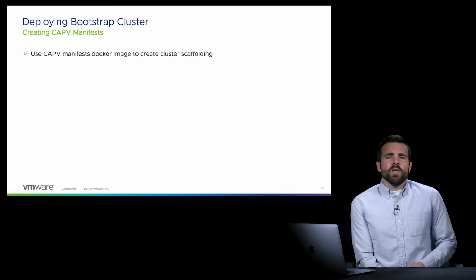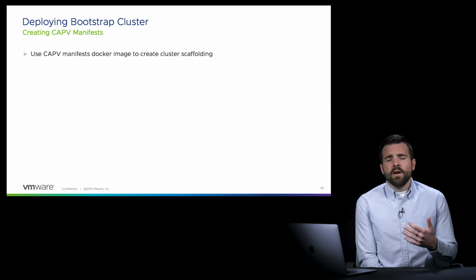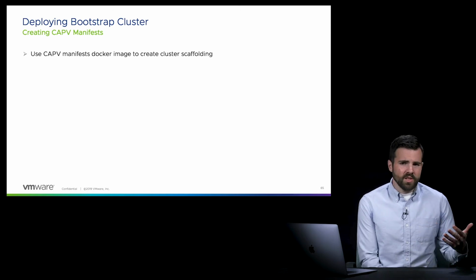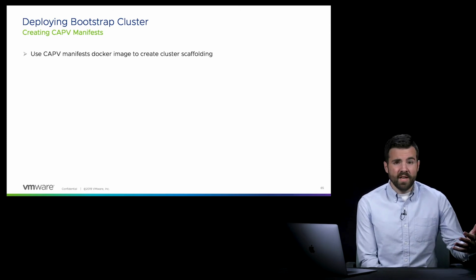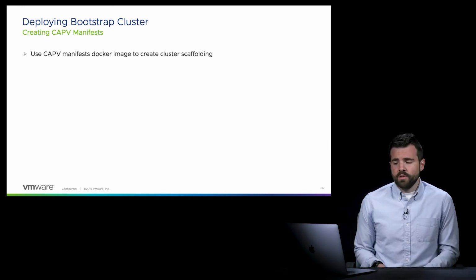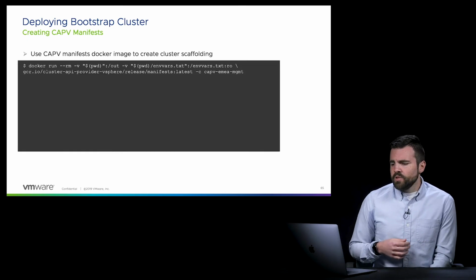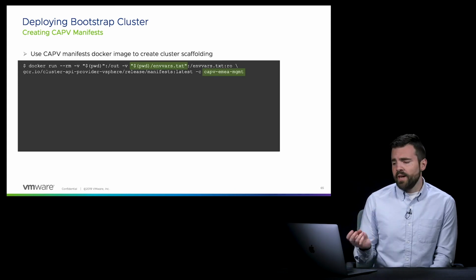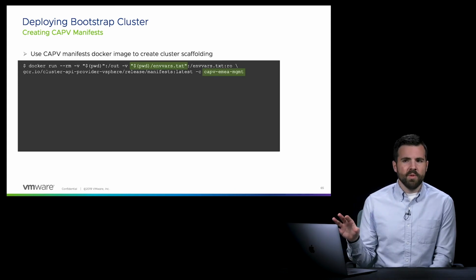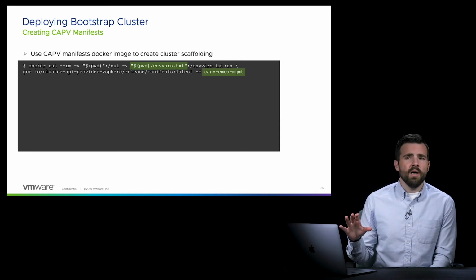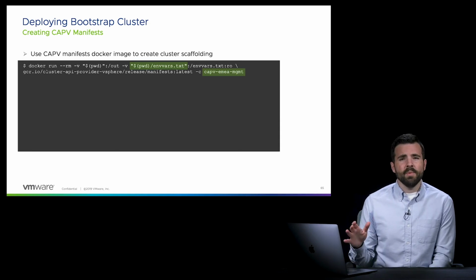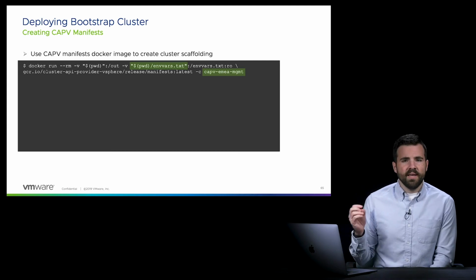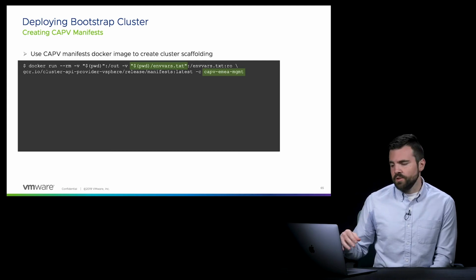So Cluster API for vSphere provides a Docker image that helps us create the scaffolding of YAML files to create our Bootstrap cluster, our management cluster, and our workload clusters as well. So we'll use this Docker run command and pass it the environment variables file that we created, as well as the name of our management cluster. In this case, I'm using our VMC environment in the EMEA region, so I'm going to call this cluster my capv EMEA management cluster.